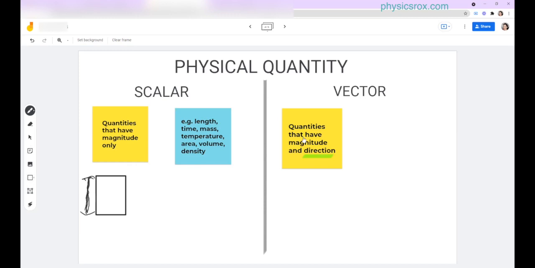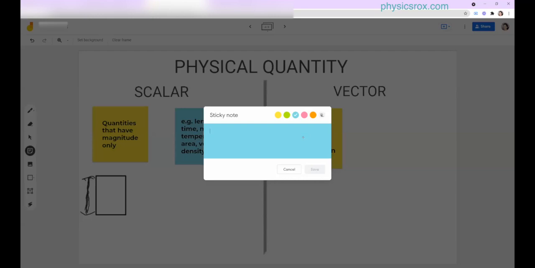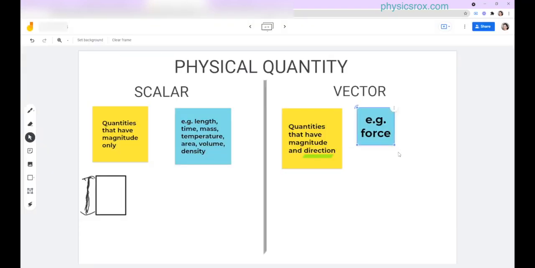A vector has direction. There are quite a lot of examples, but for now I'll talk about the easiest one, force. You learned force before, right? If you apply a force, it's easier and good to explain. Let's say I draw out two examples for you.